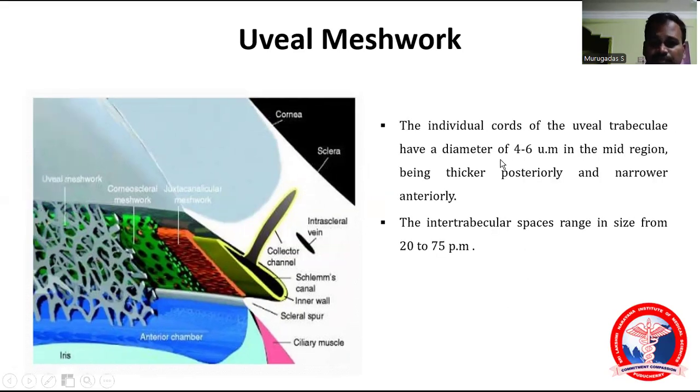The individual cords of the uveal trabeculae have a diameter of 4 to 6 micrometers in the mid region, being thicker posteriorly and narrower anteriorly. The intertrabecular spaces range in size from 20 to 75 micrometers.